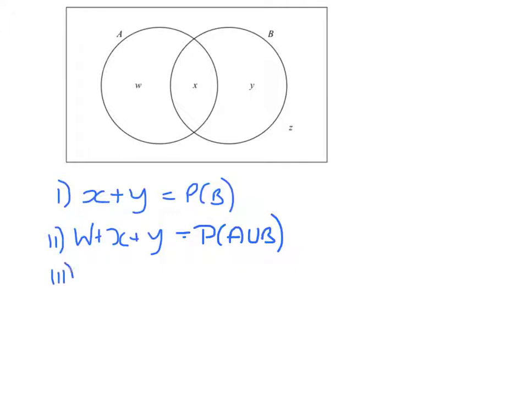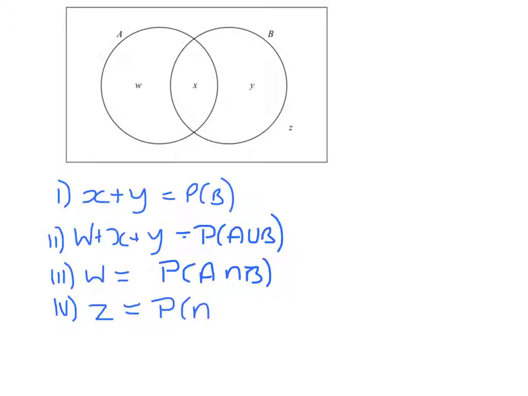Part 3, I'm asked for W. Shading that in, I can see that that is the probability of A and not B. Part 4, I'm asked for Z, which is everything outside the circles, and that's the probability of not A and not B happening.